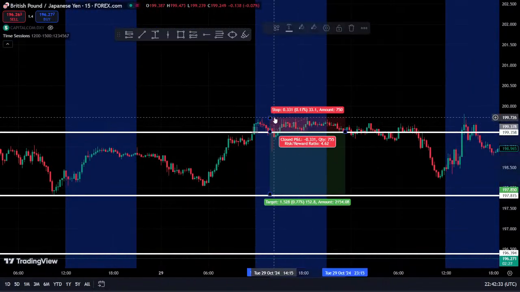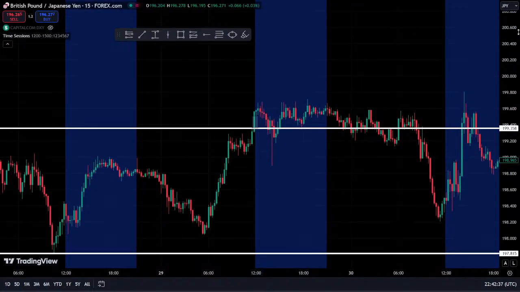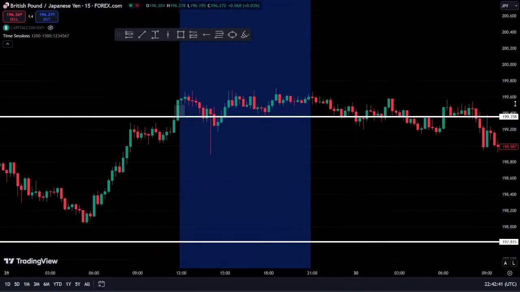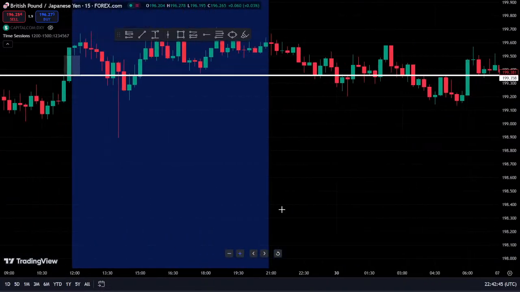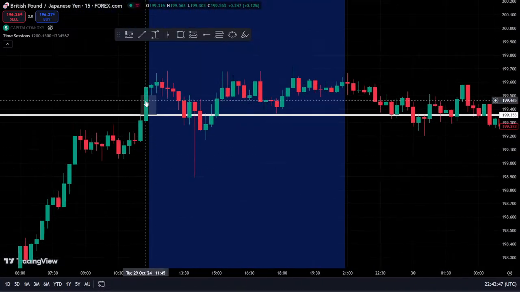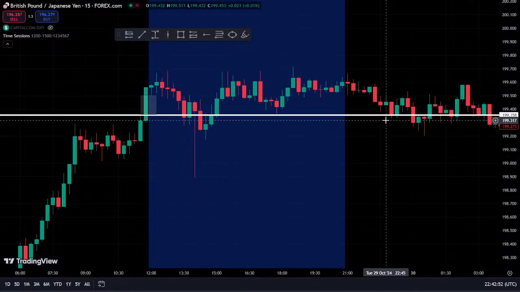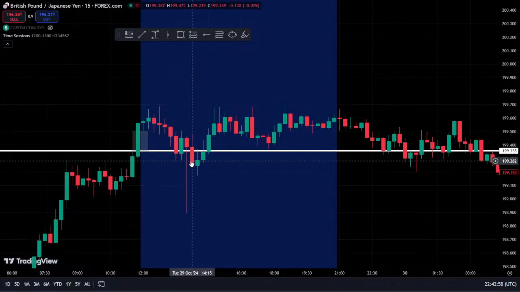but it just shows the importance of having all confluences checked. Because that was only two of them, because we didn't check the fair value gap. We have it marked, but there's no proof of it right now. There's no confirmation. So yeah, this is a breaker structure here.